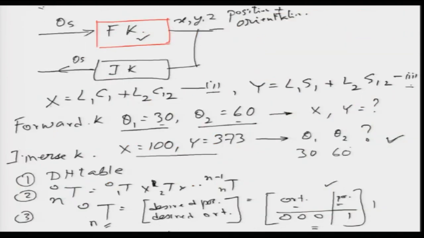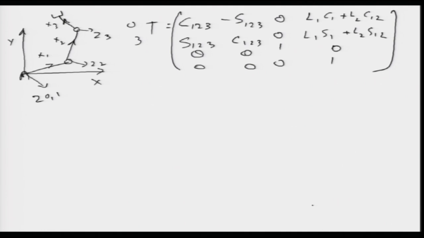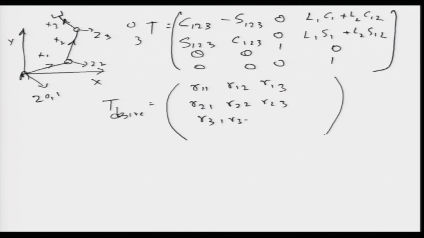Now, what is the desired position and orientation? This is my 0 to 3 matrix here, and what I need is the desired position and orientation. So this is the desired matrix, which consists of the orientation and the position. Just for example, let me say T desired is a matrix which has some numbers. Let us not put a number, let us put R11, R12, R13, R21, R22, R23, R31, R32, and R33. So this is 0, 0, 0, and this is 1. Now let me put x, y, and z.